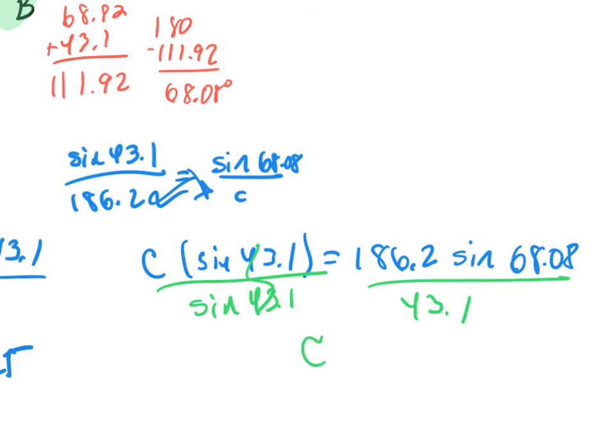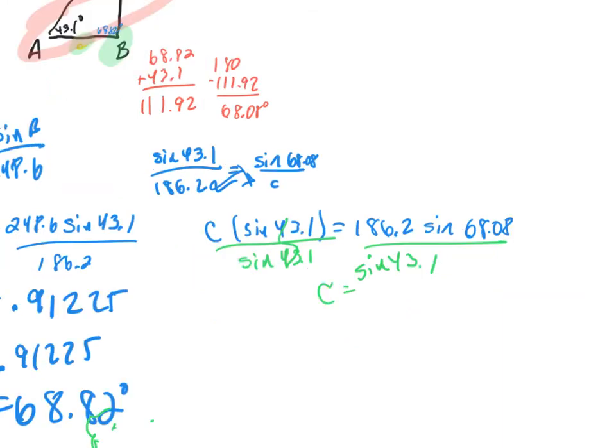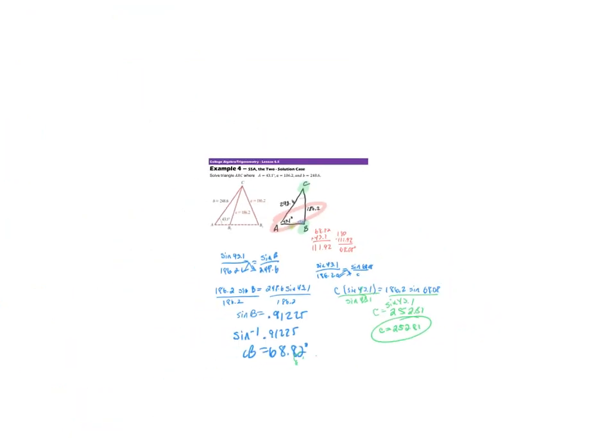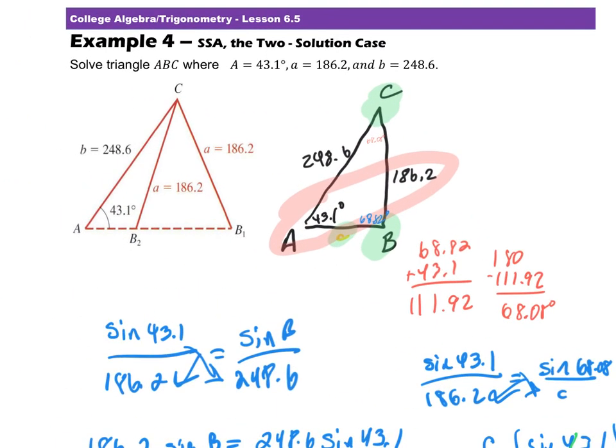I'm going to divide both sides by the sine of 43.1. And in my calculator, I get side C is about 252.81. So side C is about 252.81. Now, if we're going to solve for the second triangle, I'll get you guys set up, and then you guys can do it like you just did.